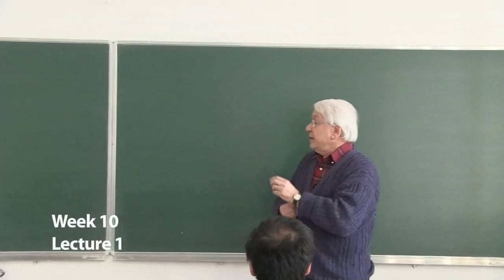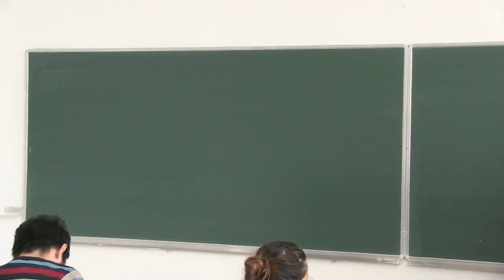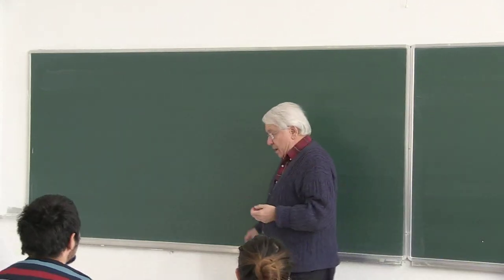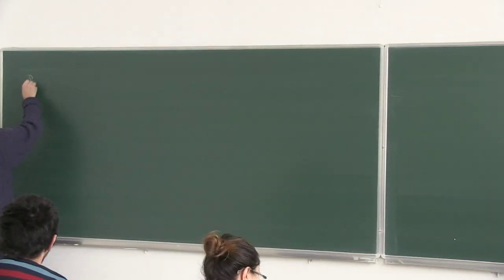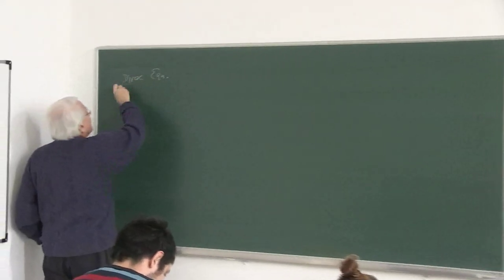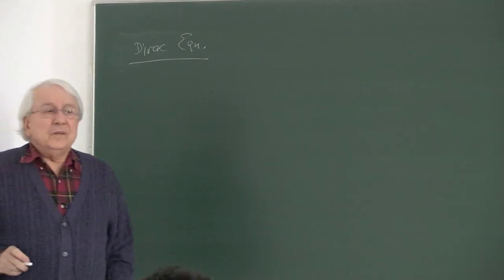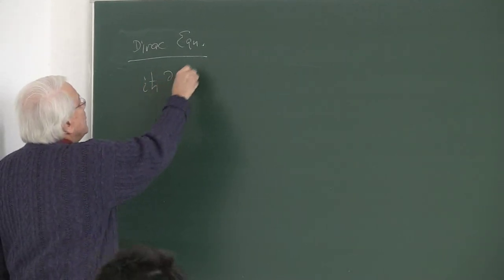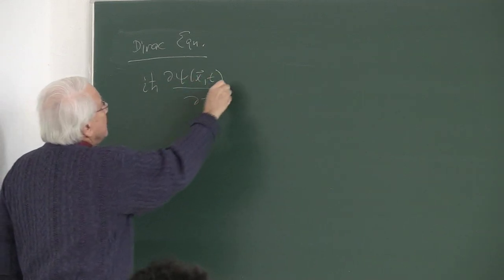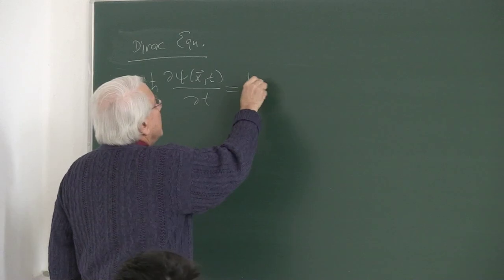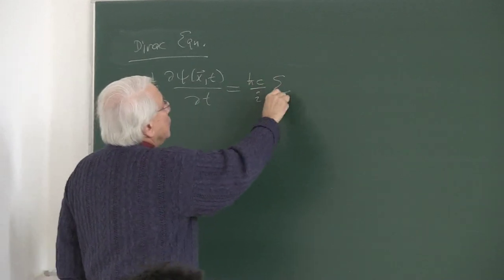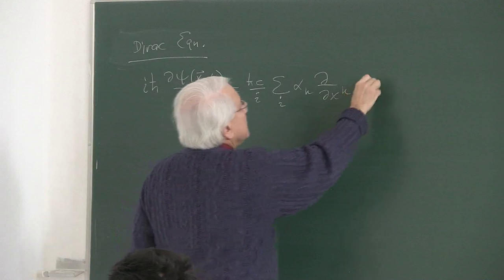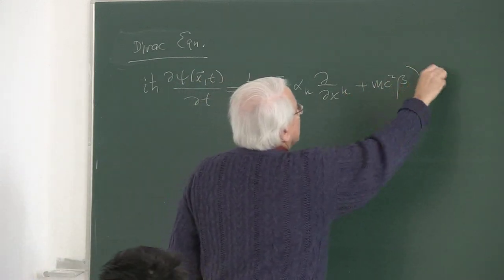We have constructed the Dirac equation. So let me write down the result we obtained last time as the new equation: i h bar ∂ψ(x,t)/∂t equals [h bar c over i, sum over k of alpha_k ∂/∂x_k, plus mc² beta] ψ(x,t).